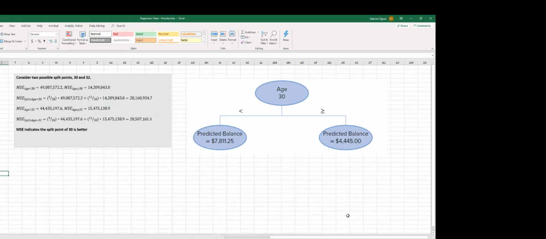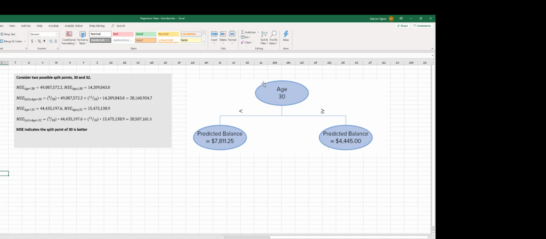The MSE value of the age equal to 30 split is slightly smaller than that of the age equal to 32 split, suggesting that the age equal to 30 split generates a lower level of impurity. Therefore, age equal to 30 is a better split for constructing the regression tree. In fact, if we compute the MSE values for all the possible splits for age in our example, we would find that the split at age equal to 30 produces the smallest MSE. Therefore, the age equal to 30 split is chosen as the best split for age.